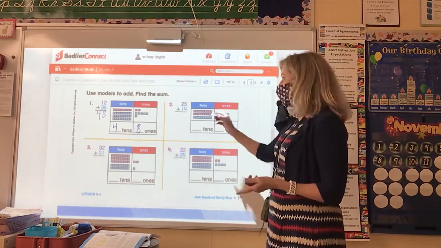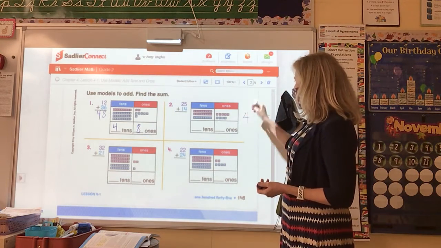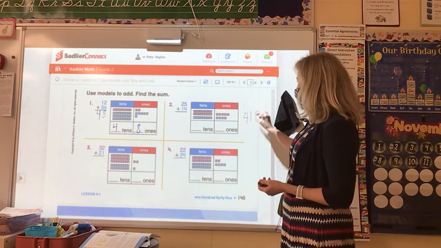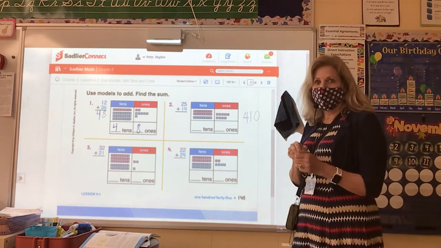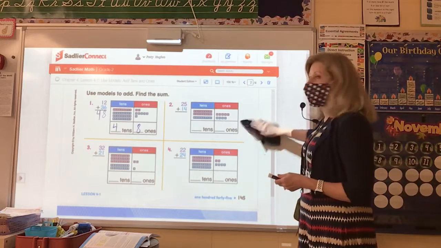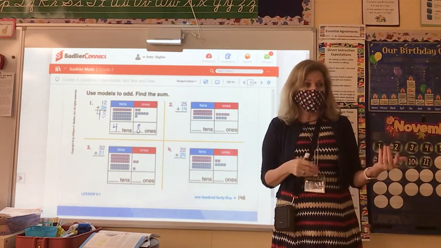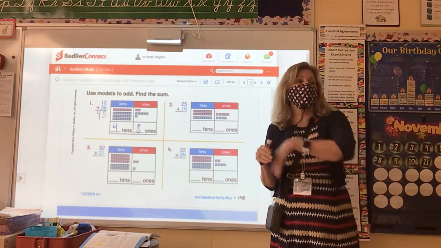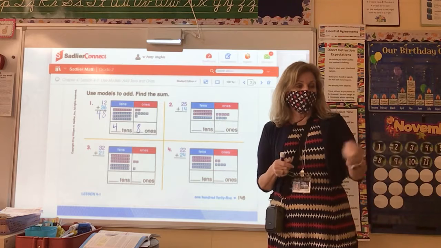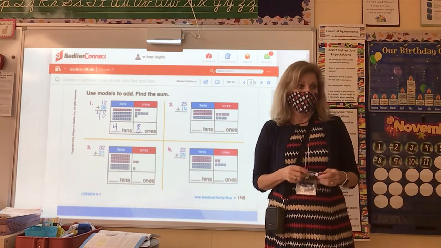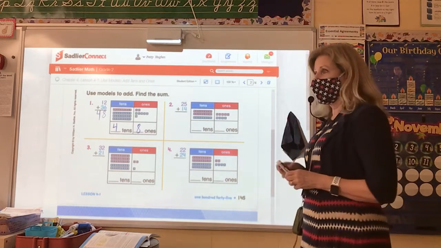We can't have 10 ones in our ones column. Okay? So the most you can have is a 9. So when you add 2 numbers and they go over a 9, we've got to bring it over to the tens column because we're going to take that and turn it into a 10. Okay, we're just regrouping. We've done a little bit of that already.